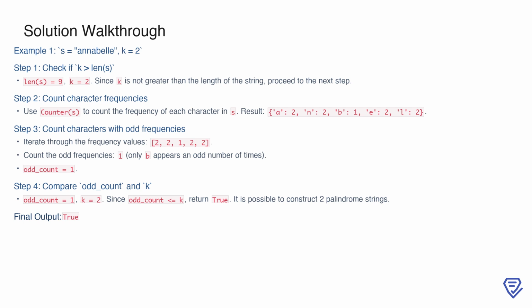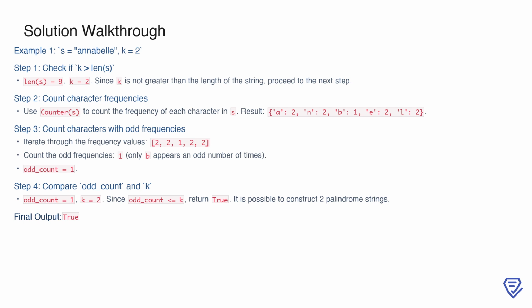From here, we identify characters with odd frequencies, as these will determine the number of odd-length palindromes we can form. Only the character b appears an odd number of times, so our odd_count is 1. Finally, we compare odd_count with k. Since odd_count is 1 and k is 2, and because odd_count is less than or equal to k, we determine that it is indeed possible to construct two palindrome strings.